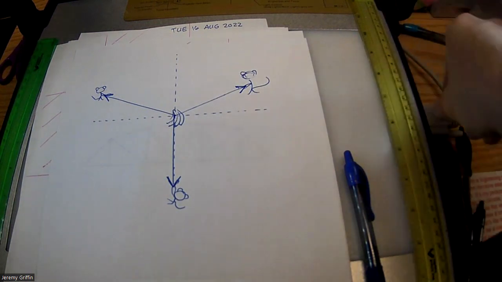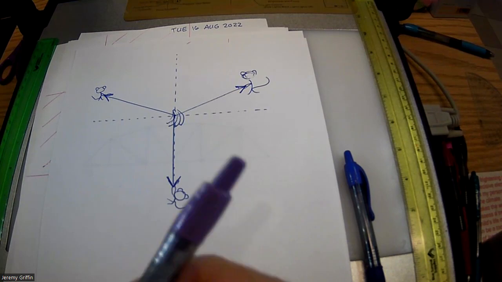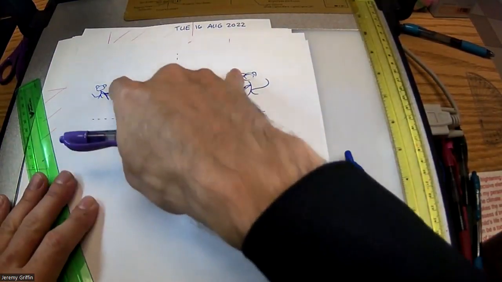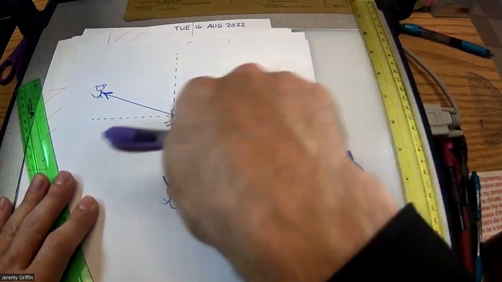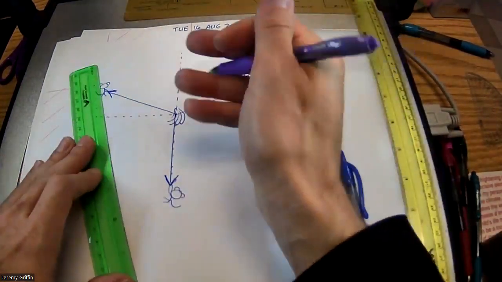Great takeaway is if I split this into components now, let's go purple one. That's splitting components. Okay. Do you guys think that the up parts have to cancel with the down parts and the right part has to cancel the left part to get to equilibrium? Okay. Let's think about how that would work.